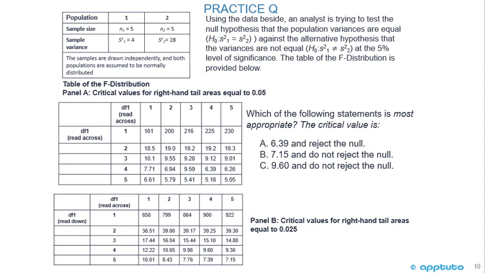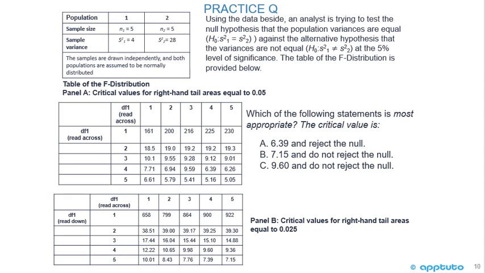Okay, so you can see that you're being asked to test at the 5%, but they're giving you the two tables. Which table do you need to use? Well, you have to realize, is it a one-tailed test or a two-tailed test? Okay. So again, looking at the top, we have two populations, population 1 and population 2. The sample size of 1 is n equals 5, and the sample size for 2 is also n equals 5. We have our sample variance for 1, it equals 4, and our sample variance for 2 equals 28. It says the samples are drawn independently and both populations are assumed to be normally distributed.